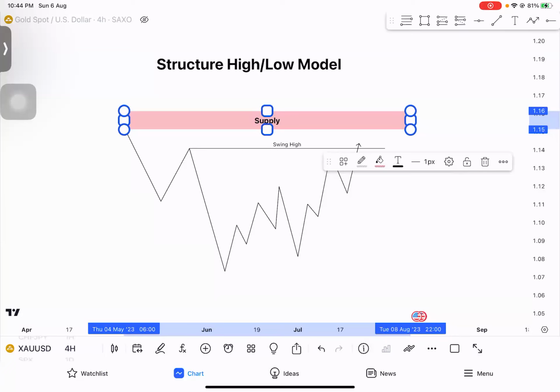Swing highs consider higher time frame swing structures. Yes, swing structures, but not the internal one. Okay, swing structures.